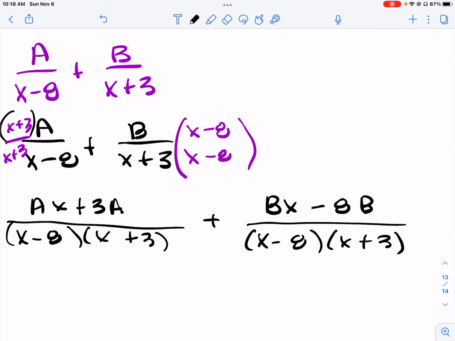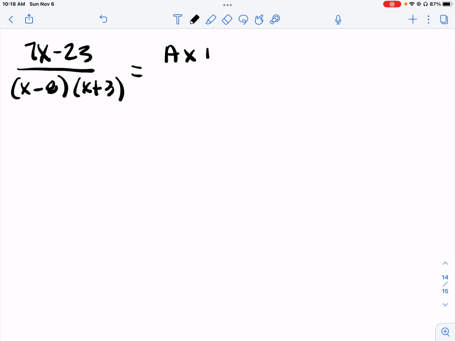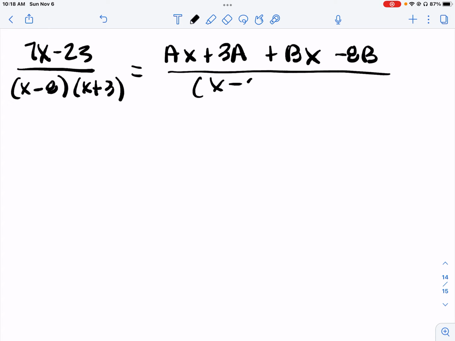Okay. So, now that the tops are equal, that means the top left has to equal the top right. So this equals Ax plus 3A plus Bx minus 8B over that denominator. Okay, so if the tops are equal, the bottoms have to be equal. Okay, let's get our x's together.